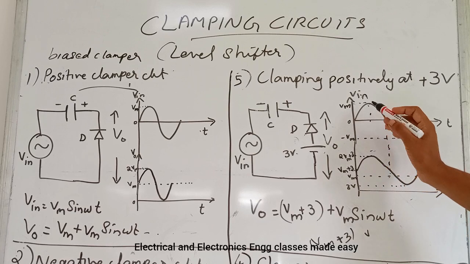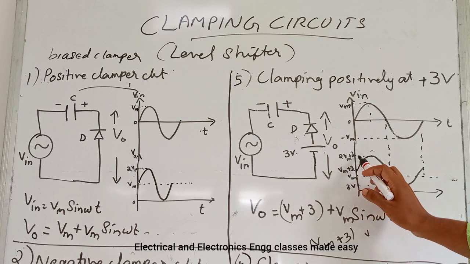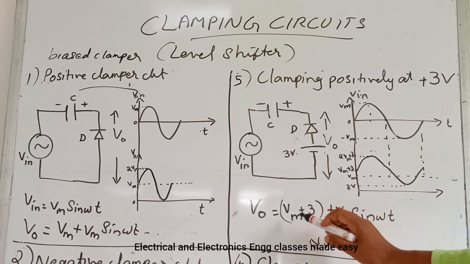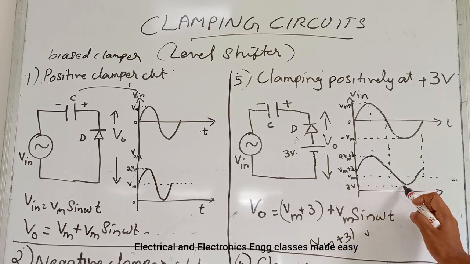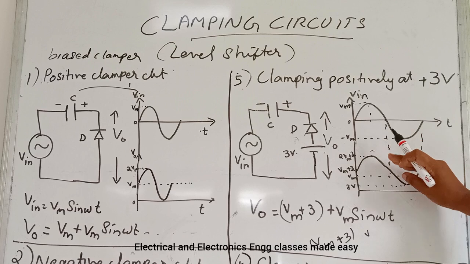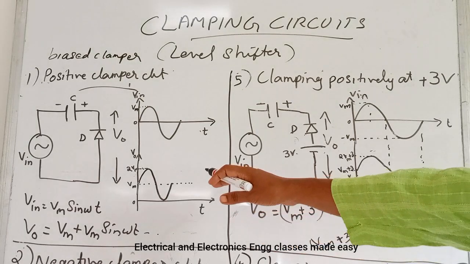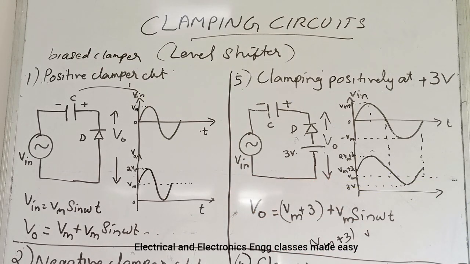Then the maximum value will be 2 Vm plus 3 volt, and when it is minus Vm, these Vm get cancelled, so we will get 3 volt. So the waveform is shifted upward by 3 volt. So this is the case of positive clamper circuit. So the difference between the positive clamper circuit and the clamping positively at plus 3 volt is, it is shifted upward by plus 3 volt.